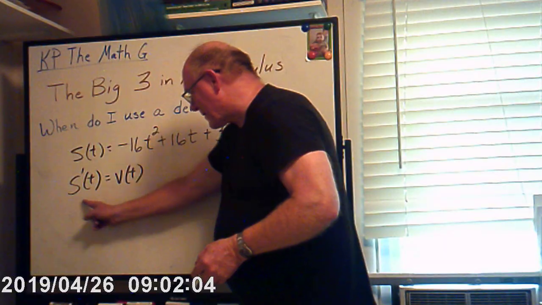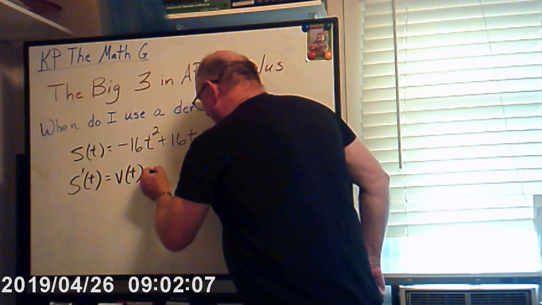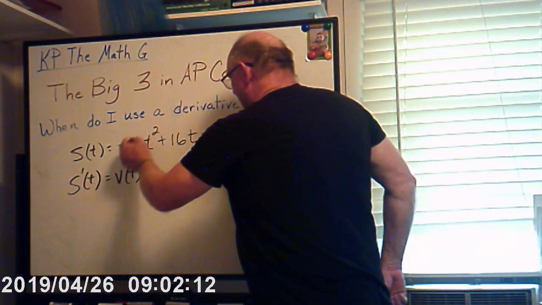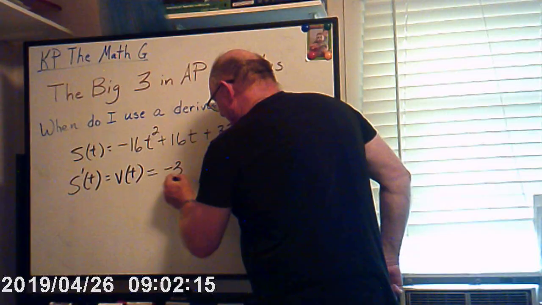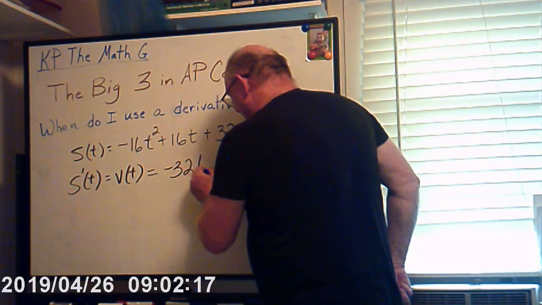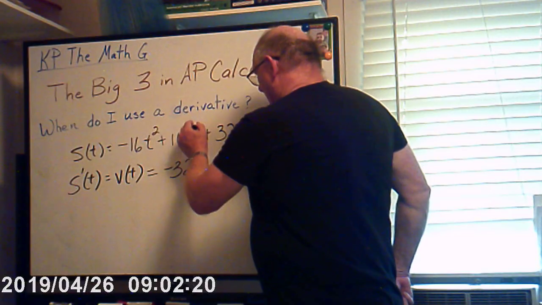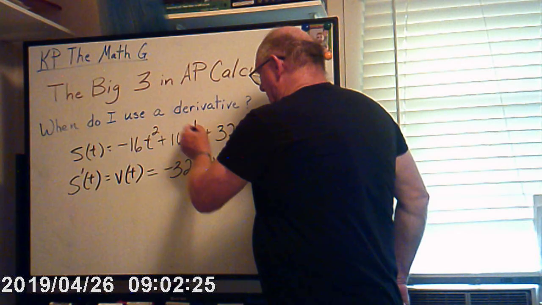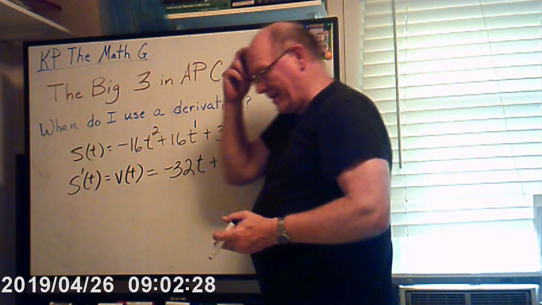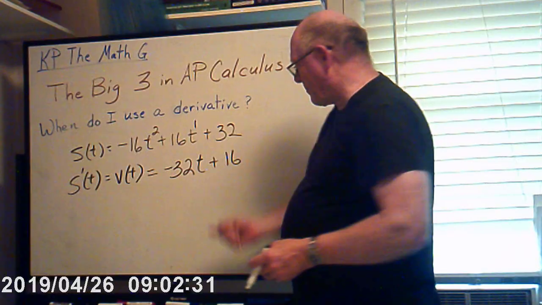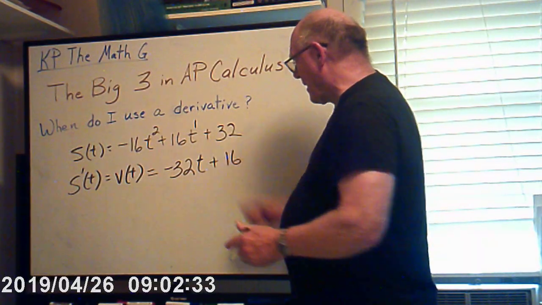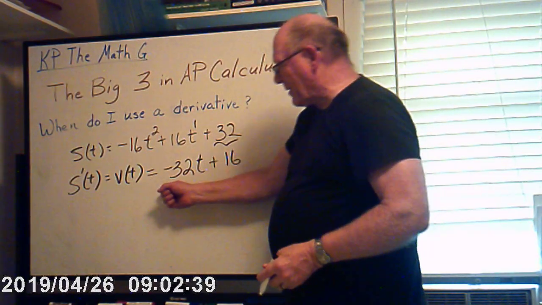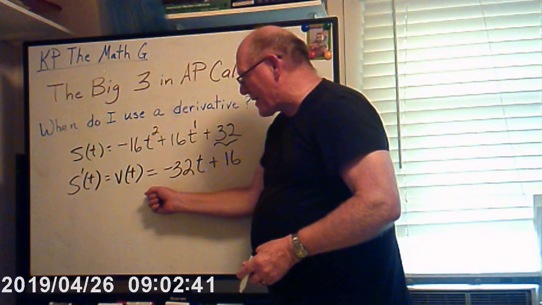So alright, this is going to be v at t. We're taking the derivative. We know how to take the derivative of a power function. So negative 16 times 2 is negative 32 t. And then, remember this is a 1 here. 16 times 1 is 16. And remember this exponent becomes a 0, and it's t to the 0, which is 1. But 16 times 1 is just 16. The derivative of a constant is just 0. So that's the velocity of this.